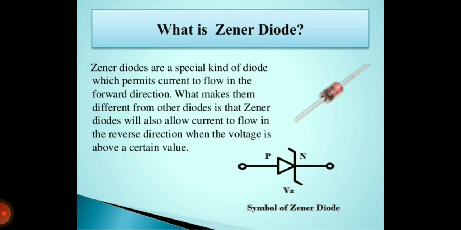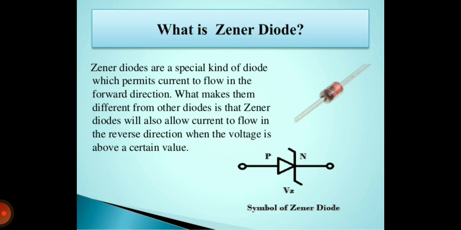In this slide, we can see the physical structure of Zener diode. It is a two terminal, two layered single junction semiconductor device and the symbol is shown at the lower side. It has two terminals, anode and cathode. The terminal taken from P side is called anode and the terminal taken from N side is called cathode.